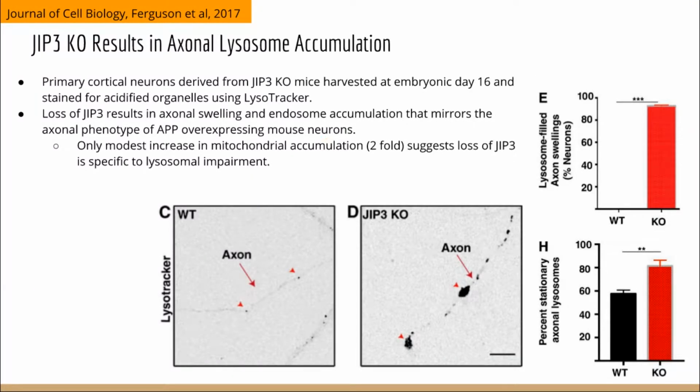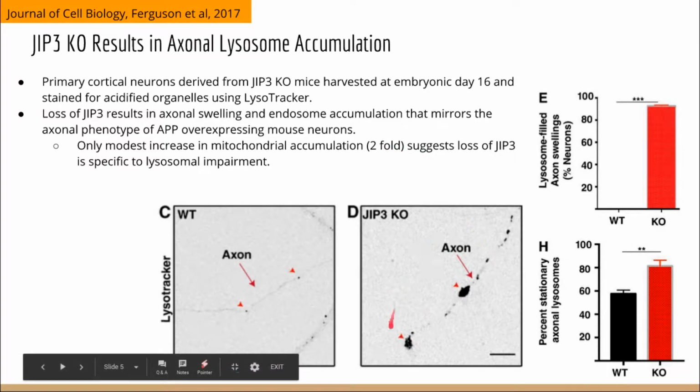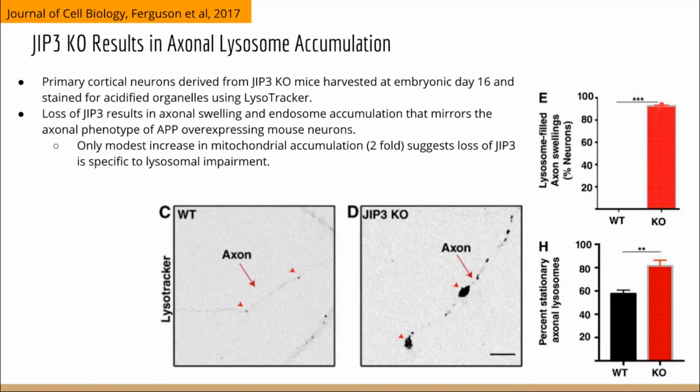Since JIP3 knockouts caused embryonic lethality, they had to extract cortical neurons from embryonic mice before they died. What they found is that in these neurons, they had swollen axons, as indicated by LysoTracker staining. LysoTracker stains acidified organelles, and so the loss of JIP3 produces late endosome accumulation that mirrors the axonal phenotype of APP overexpressing mouse neurons. We see the percent of neurons with lysosomal axon swellings is about 90% in the JIP3 knockouts and 0% in wild type.